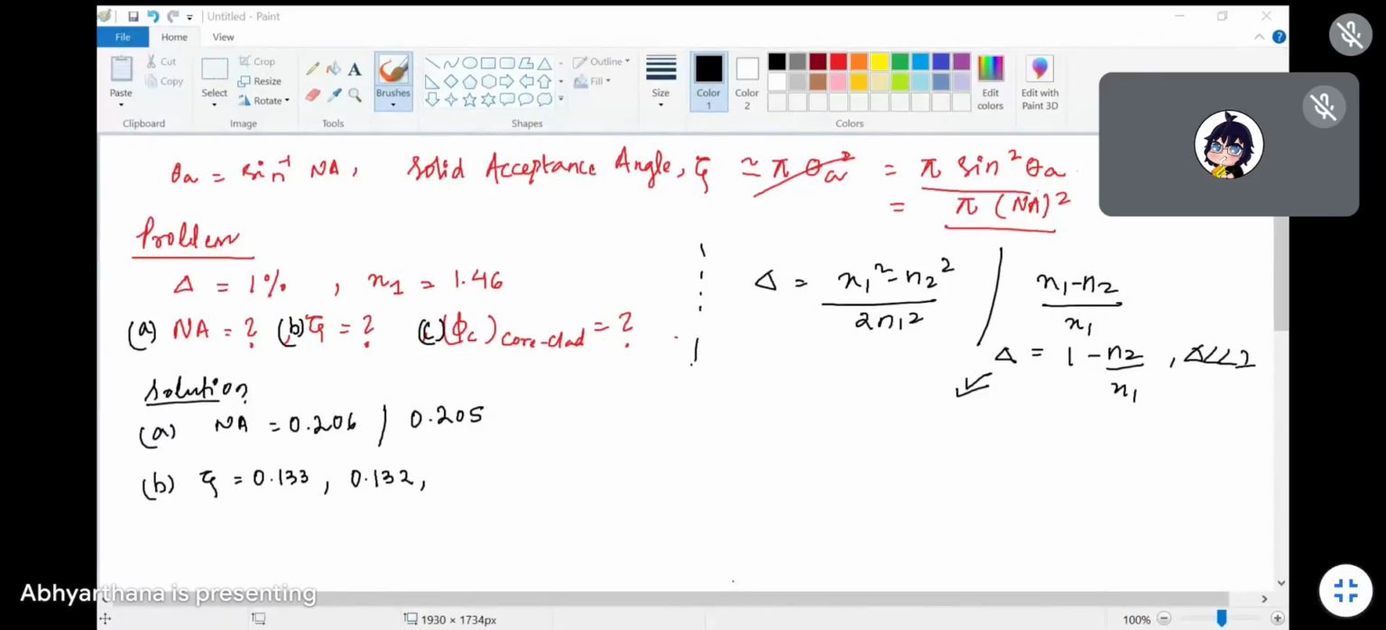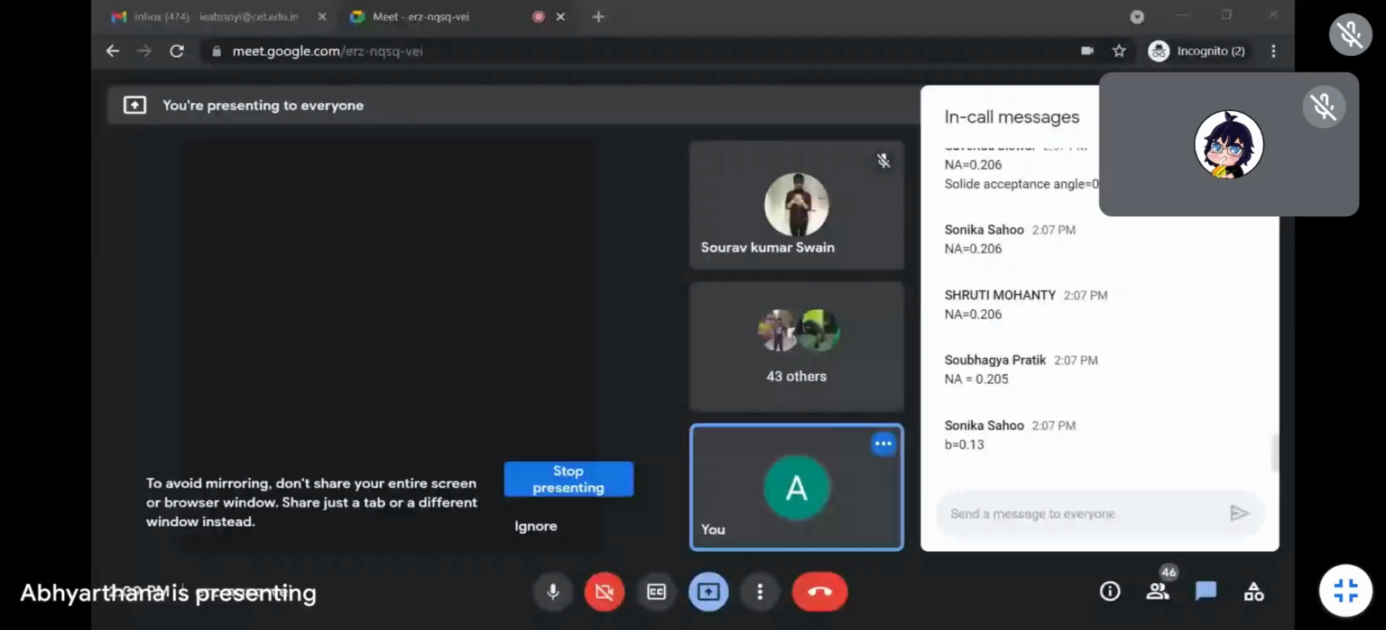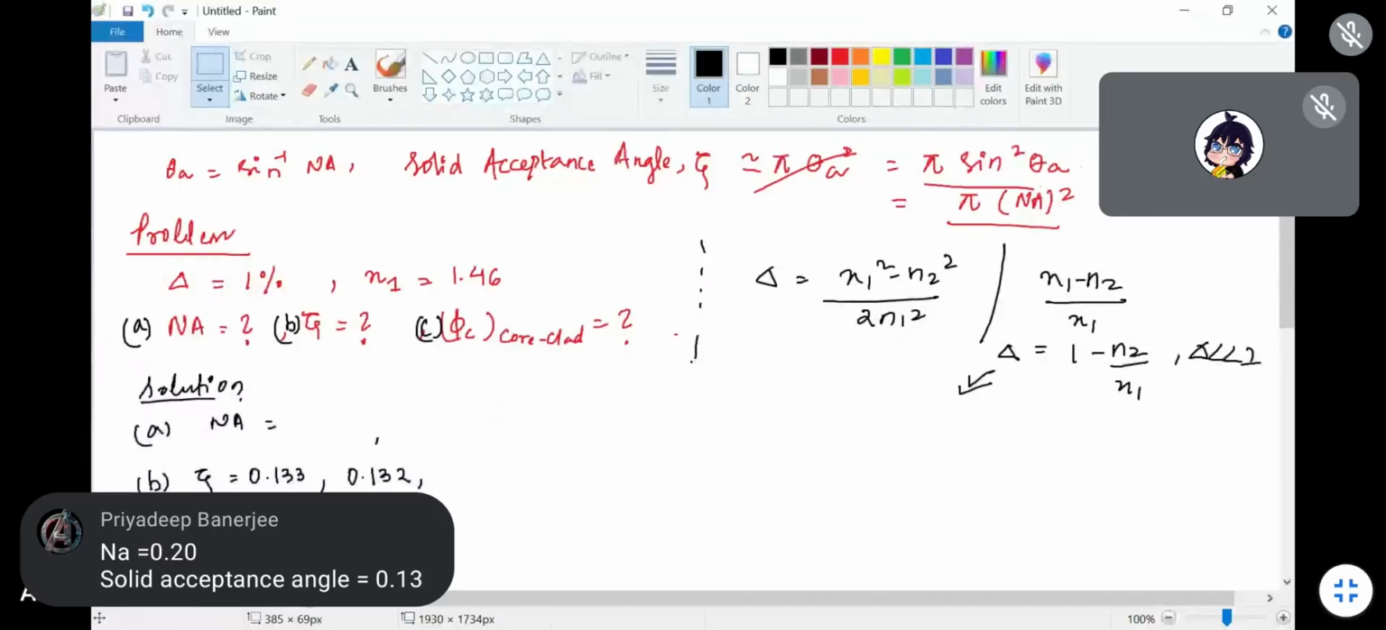So I would request Shomnath and Shreya, please repeat your answers. And also the others, I have taken up to 3, but actually it should be up to 2 decimal places. Shruti, Sonika, you all have given up to 3 decimal places. Please keep it up to 2 decimal places. So I'm just removing these, and I want 2 decimal places.